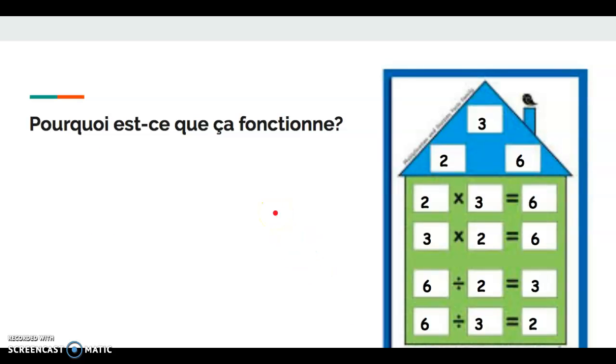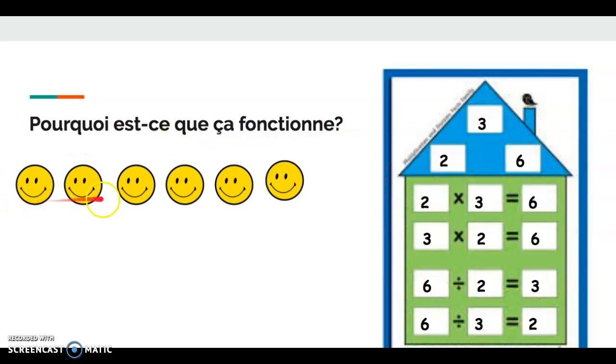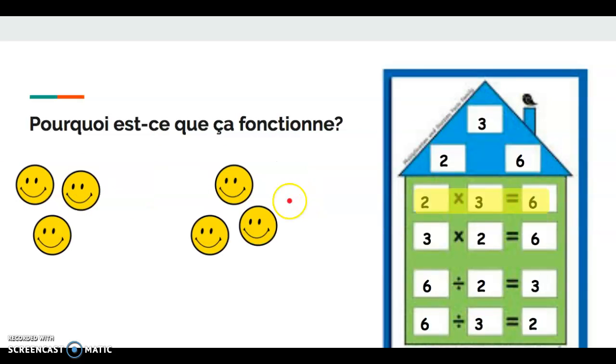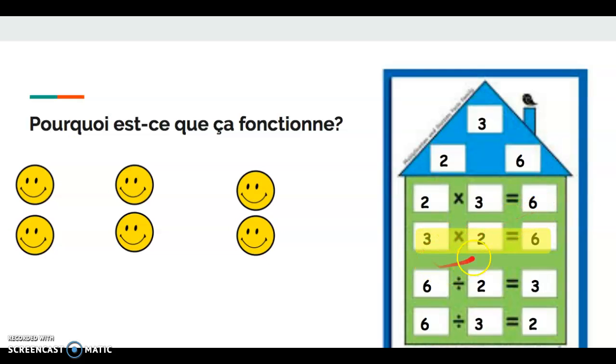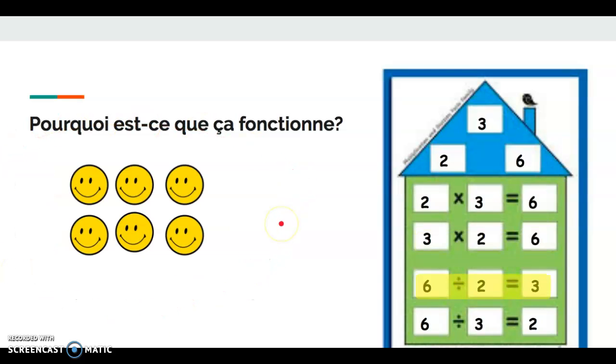And now I kind of want to explain why this works. So we're going to use our 2, 3, 6 house as our example, and I will be using 6 smiley faces. So 2 times 3 equals 6 here. We have two groups, and in each group there's 3 smiley faces, so there are 6 smiley faces in total. For 3 times 2 equals 6, we have our 6 smiley faces. We have 3 groups, and in each group there's 2 smiley faces, and there are 6 smiley faces in total.